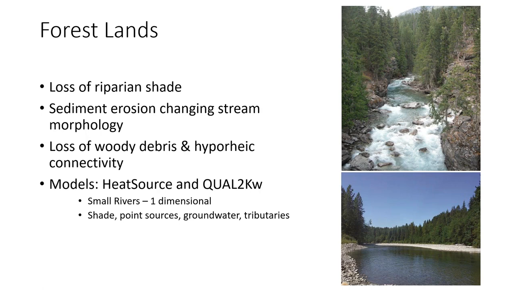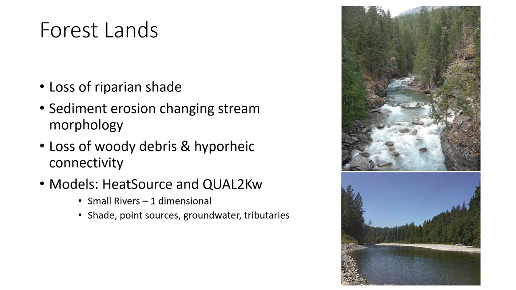And when you have that kind of complexity, you have cool spots in the river. Human activity tends to remove a lot of these complexities and create warmer rivers. So we try to address those either qualitatively and occasionally quantitatively. If we can do it quantitatively, we will do it. But oftentimes our tools are not up to that challenge.